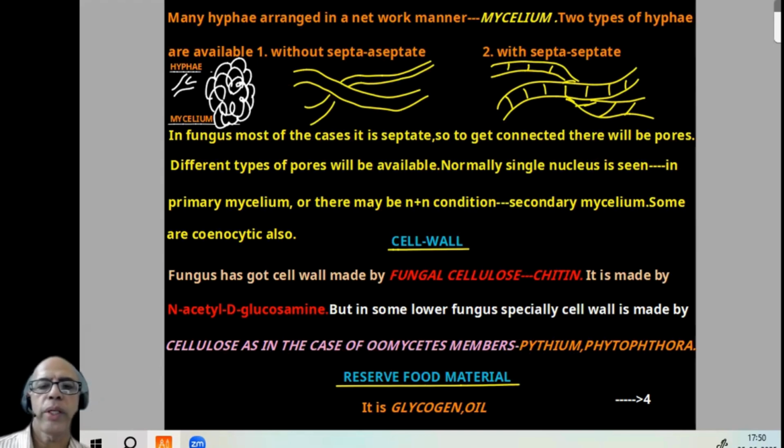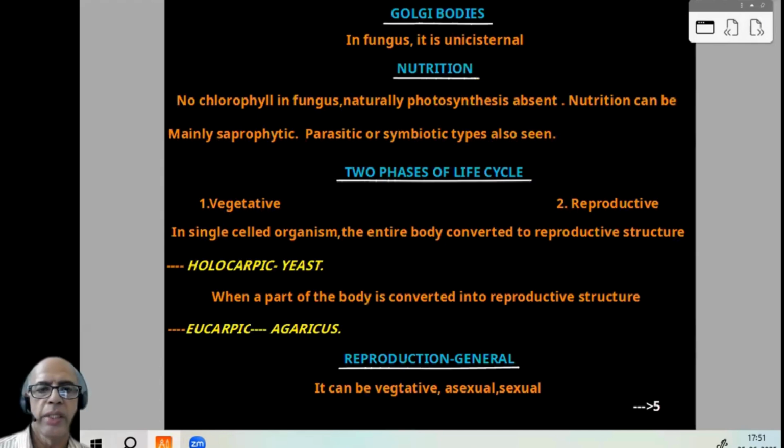Now the cell wall is important: fungal cellulose, that is chitin. The cell wall is made of N-acetyl-D-glucosamine. Then in certain lower fungi like Pythium and Phytophthora, Oomycetes members, we can find it is cellulose. So the cell wall is important, and the exception is important. Reserve food material is glycogen and oil, important. That is why given separate headings. Then Golgi body, it is unicisternal.